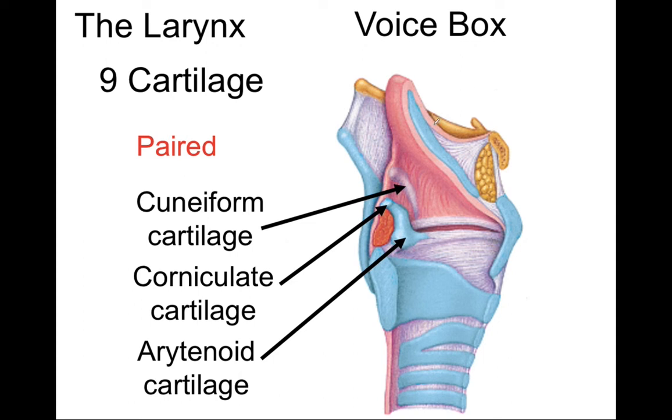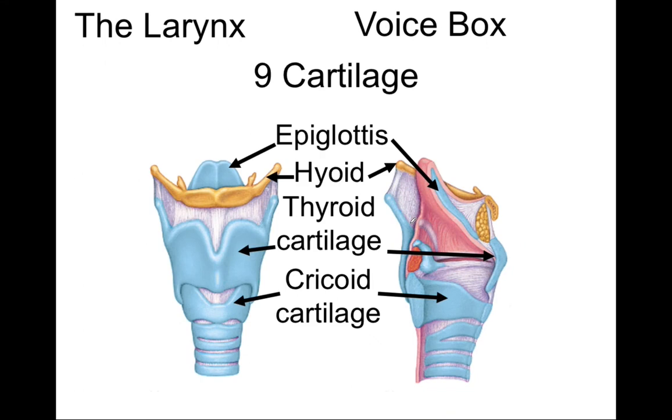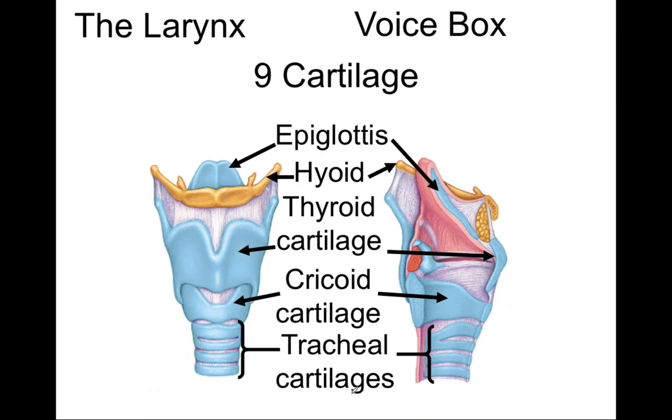From this view, you can see the epiglottis, which is elastic cartilage, the thyroid cartilage, which can be found here, containing the laryngeal prominence. You've got the cricoid cartilage and the membranes that sit between them. You have your hyoid bone, which can be found up here, the cuneiform cartilage, the corniculate cartilage, and the arytenoid cartilage. Now there is one more type of cartilage that I have left out, and that type of cartilage is known as the tracheal cartilages.